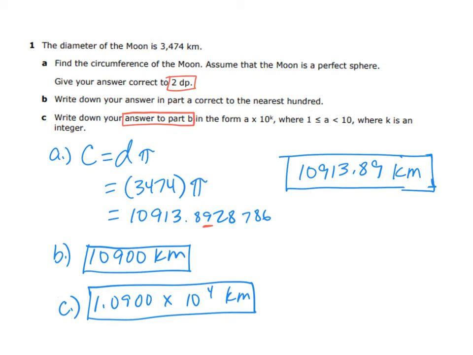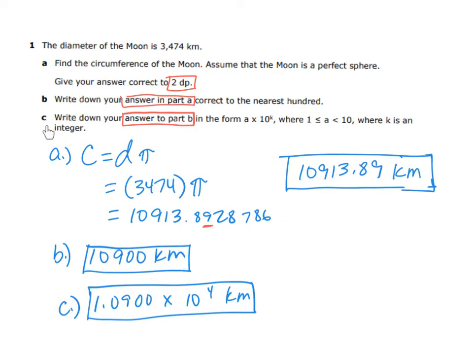Then part B says, write down your answer in part A, correct, let me circle that. So your answer in part A, we're going to write that answer correct to the nearest 100. So here's the tens place, here's the ones place, here's the tens place, and here's the hundreds place. So this is a lot closer to 900 than it is to 1,000. So to the nearest hundreds place, we'd have 10,900 kilometers.